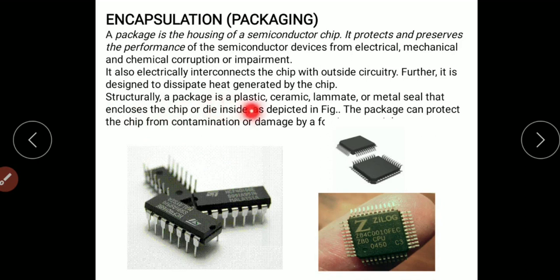We use materials such as plastic, ceramic, laminate, and some metals to seal it, to get packing, to protect from the electrical and mechanical effects. You have to pack it properly.